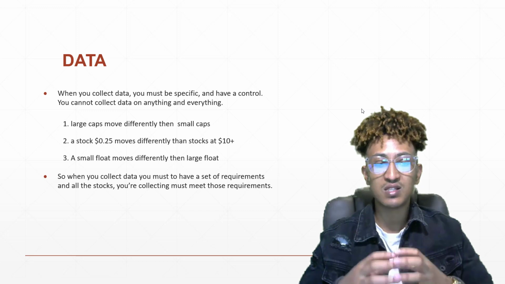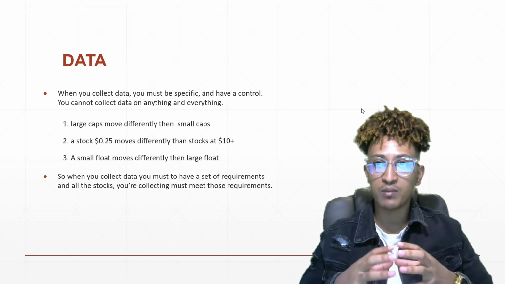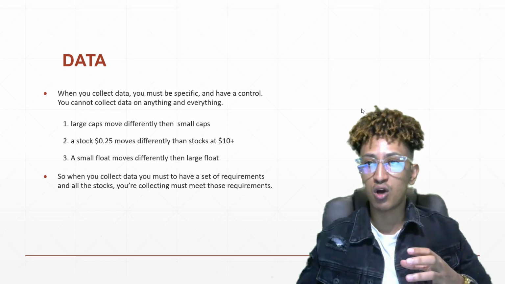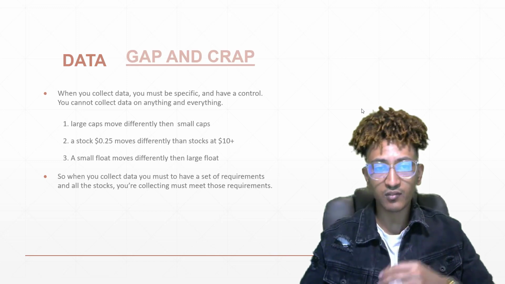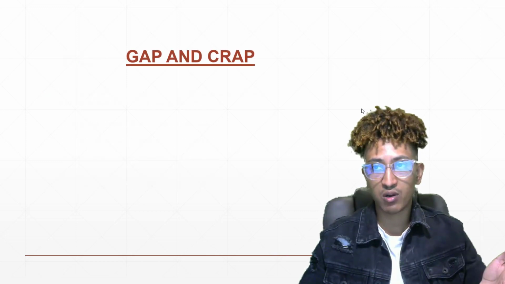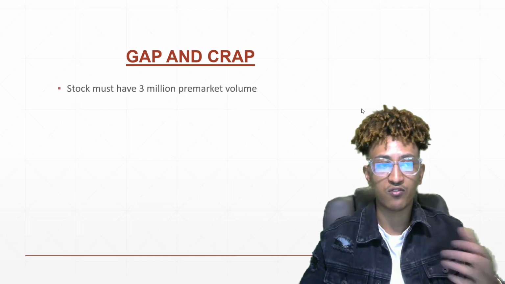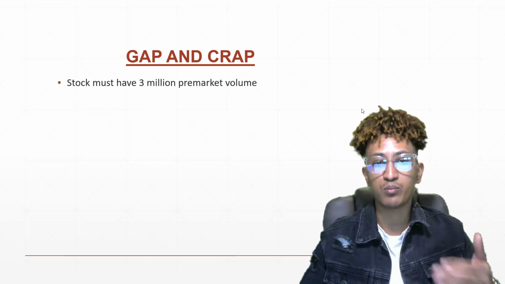So to be specific, you need to set a set of requirements, criteria for the stocks to meet before you put them into your data, right? And for me, for this gap and crop, the one I'm giving out today, it's pretty simple. The first one is the stock must have 3 million pre-market volume.